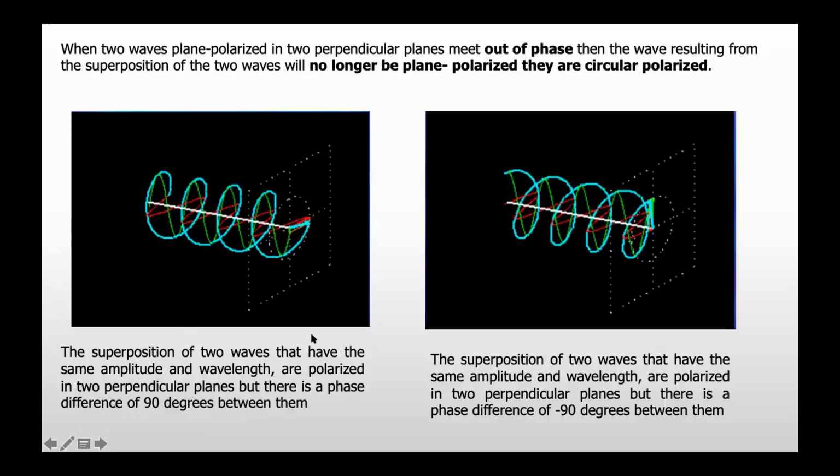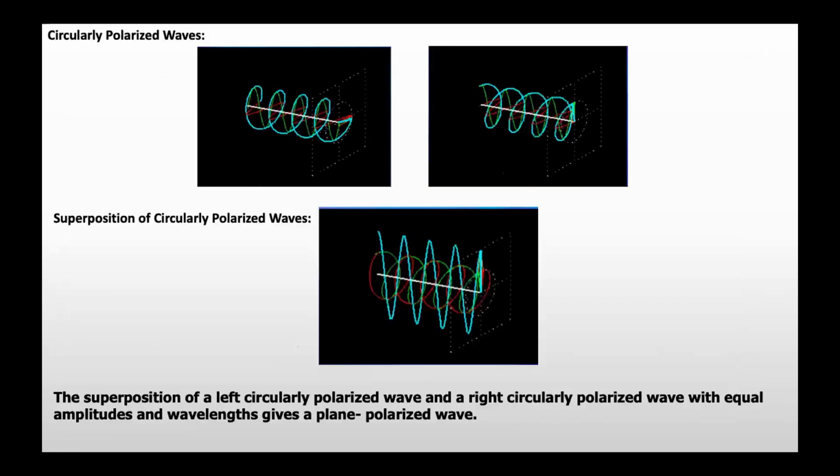So this is right circularly polarized light, and this is left circularly polarized light. It means if there is a difference of 90 degrees or minus 90 degrees, they will give opposite circularity lights, which is known as circularly polarized light. These are examples or animations of circularly polarized light.